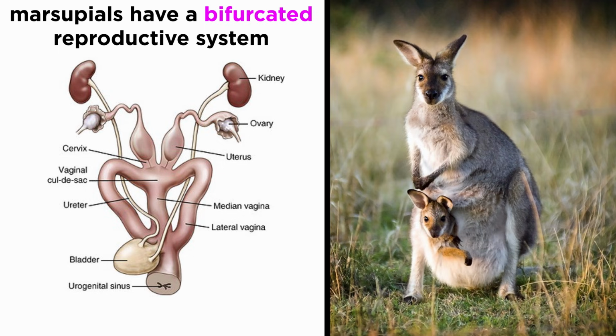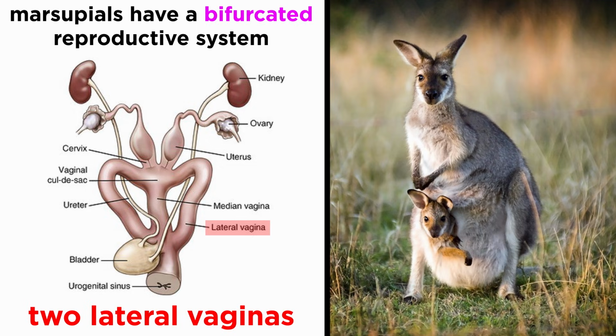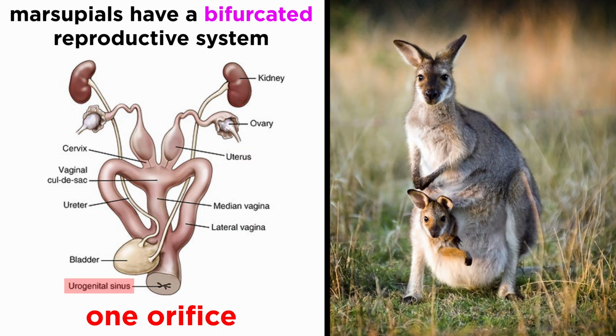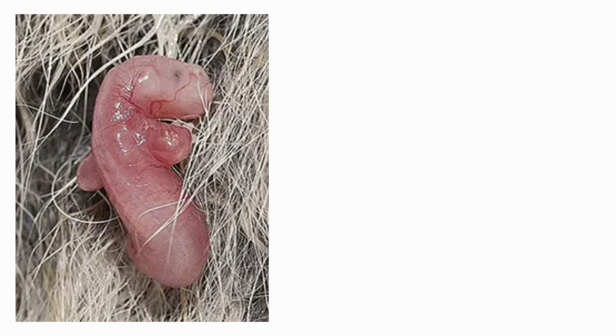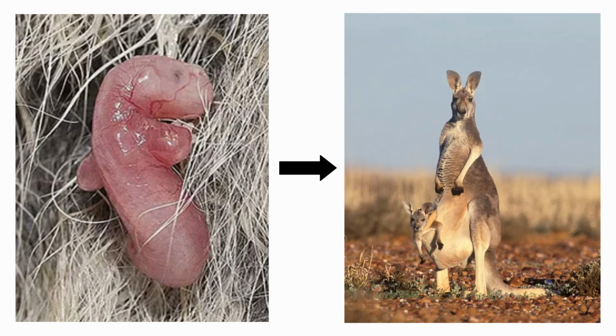In addition to their pouches, and unlike the placentals, marsupials have a bifurcated reproductive system. Females, for example, have 2 lateral vaginas, which lead to separate uteri, but both open externally through the same orifice. A third canal, the median vagina, is used for birth. The young are born tiny and underdeveloped after a short gestation, and must crawl up and into the female's pouch, where they remain attached and suckling a nipple as they grow their hind limbs and sensory organs.